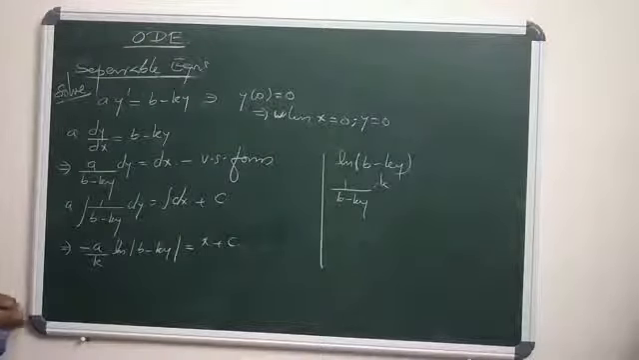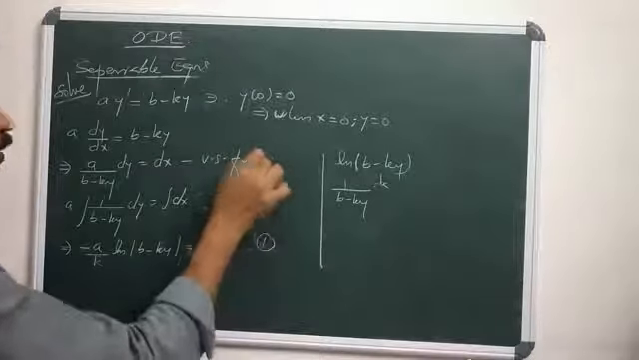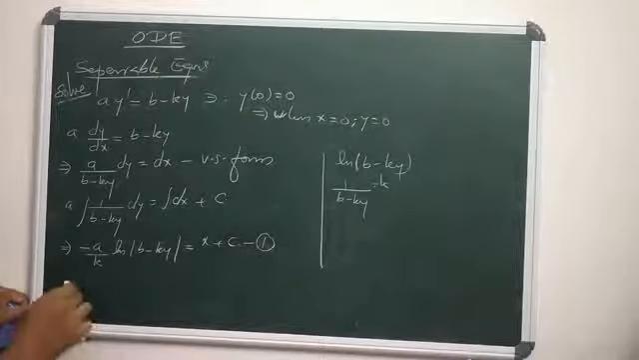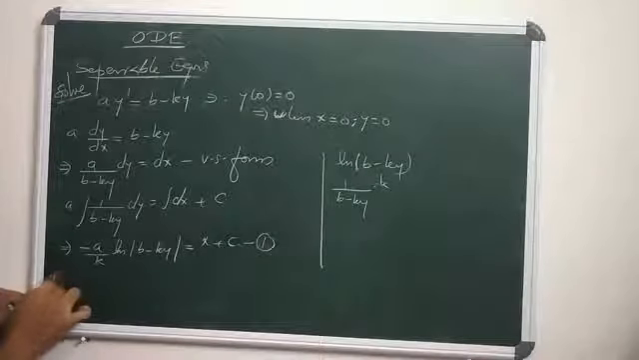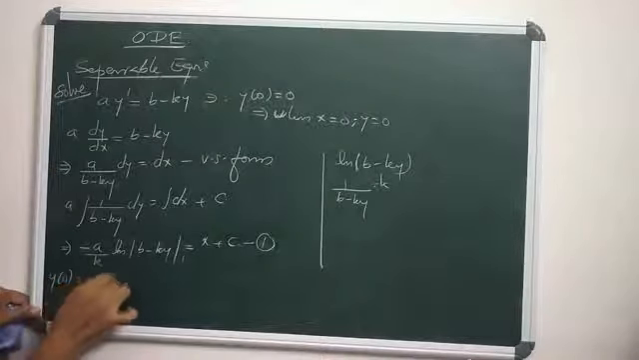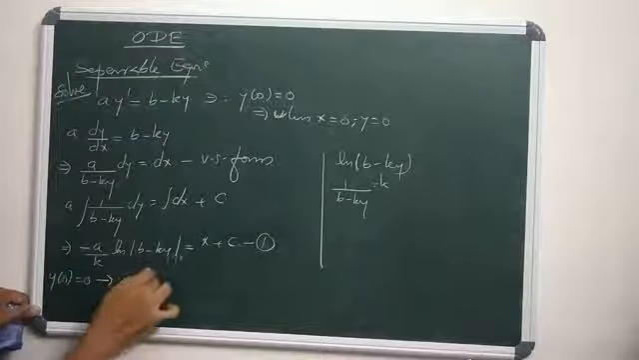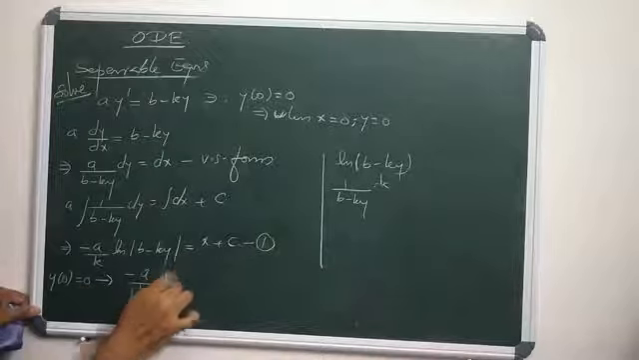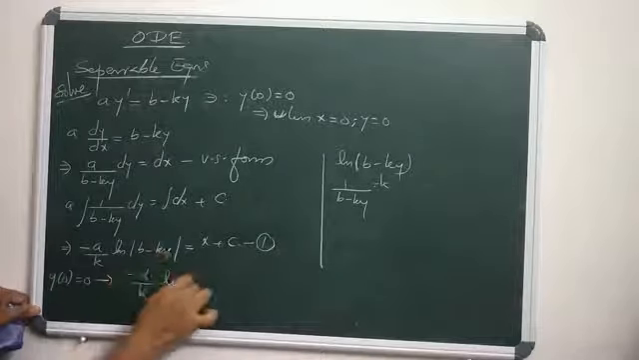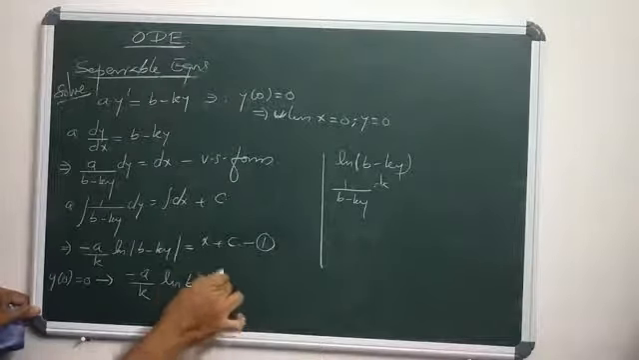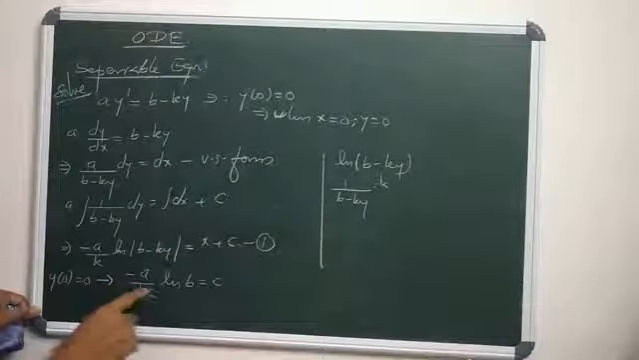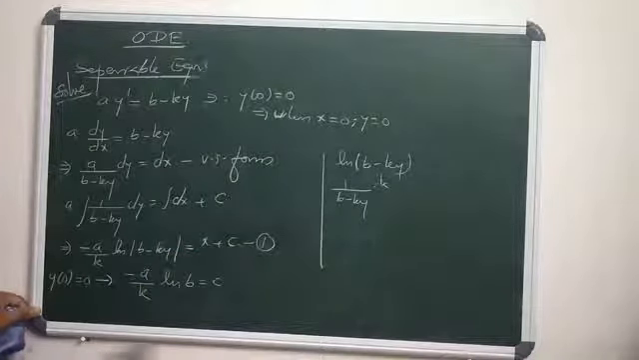But it is given that when x equals 0, the corresponding y value is 0. So what do you get? When y equals 0, x equals 0, it is minus a by k into log b equals c. So c equals minus a by k log b.